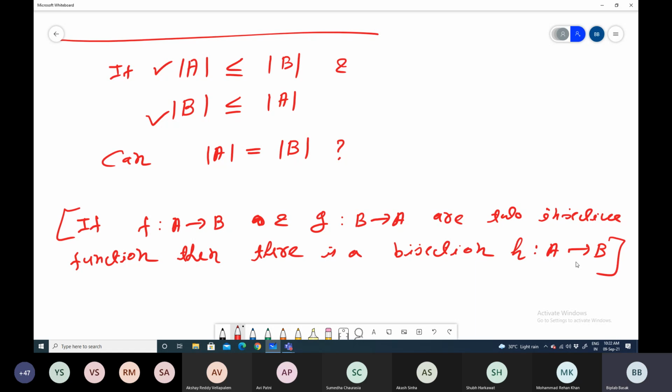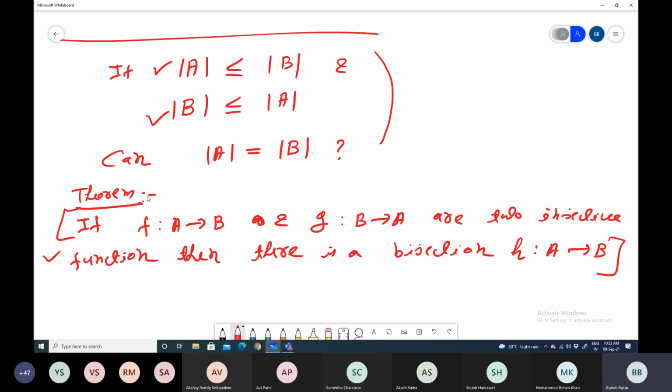Okay, so if you want this to be true, then you have to prove this one. This theorem is not easy. If there is an injective function from A to B, and if there is an injective function from B to A, then there is a bijective function H from A to B. And this is true when A and B are infinite as well. For finite it is very simple, and it is true for the infinite case.